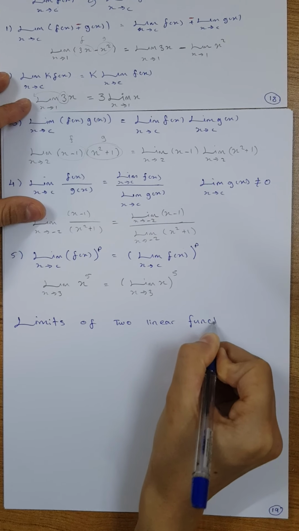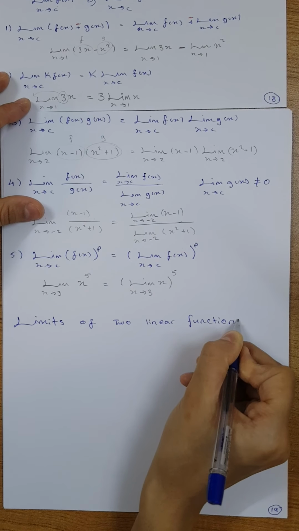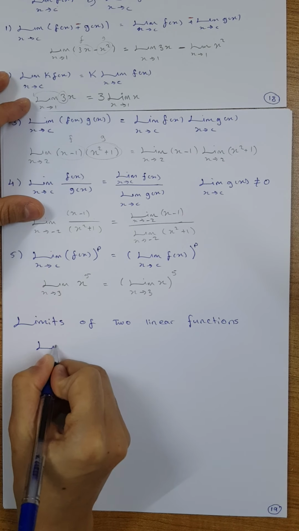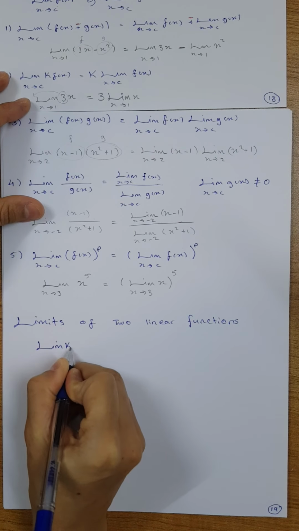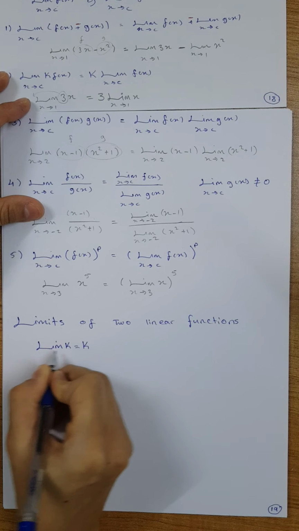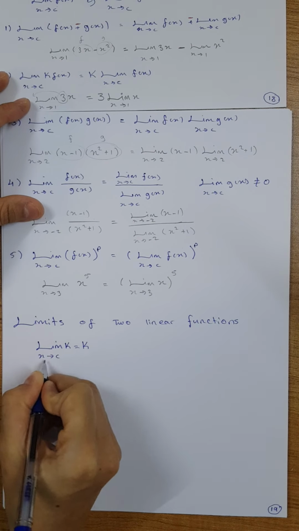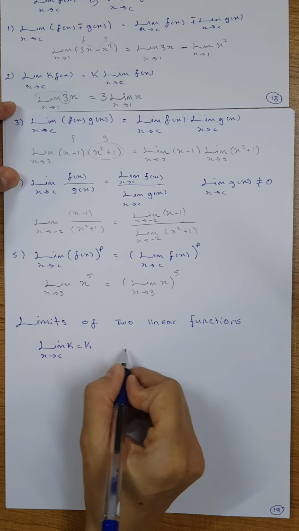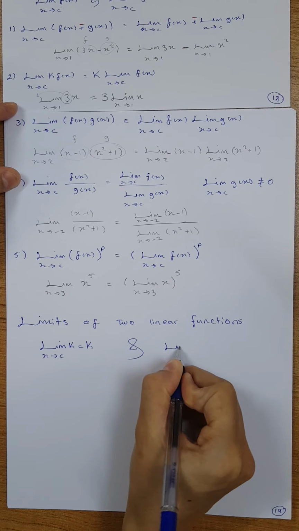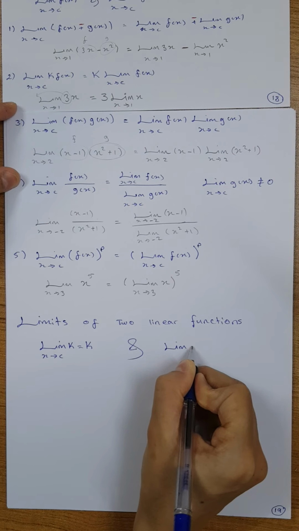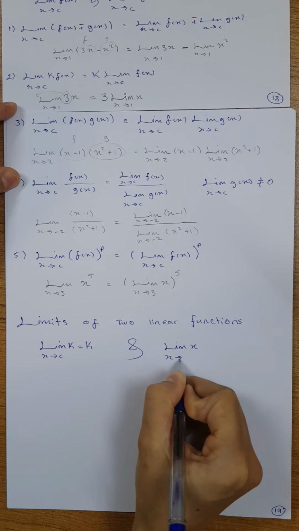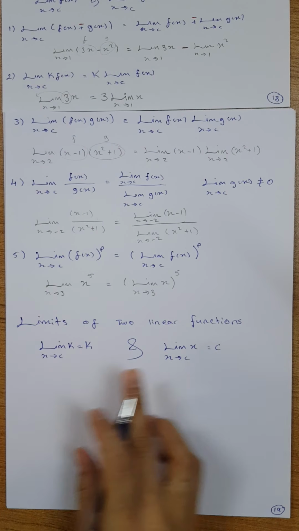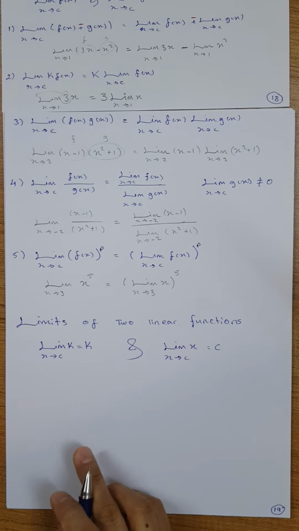Very simple ones we are starting with. The first one is a limit of k. That means if I have got a constant, any constant, and that x is approaching anything, it will give me the same constant. And I have got limit of x as x is approaching c will give me c. That one is called constant function. That one is called identity function x.